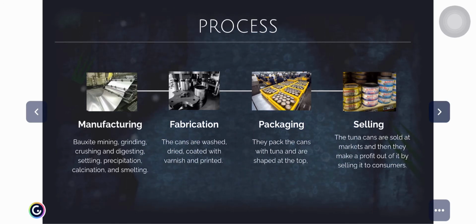The cans have to be washed, dried, coated with varnish, and printed. Then the cans are shaped at the top and run through a vision system that photographs each one to ensure quality. Any cans that don't meet standards are sent back to be recycled. The rest of the cans are packaged and sent to the companies to be filled and capped, which are then sold at market, and they make a profit by selling them to consumers.